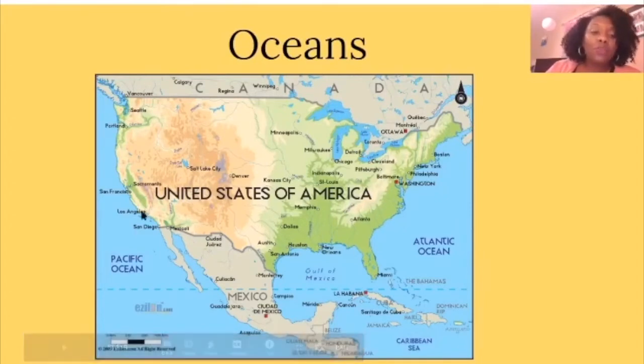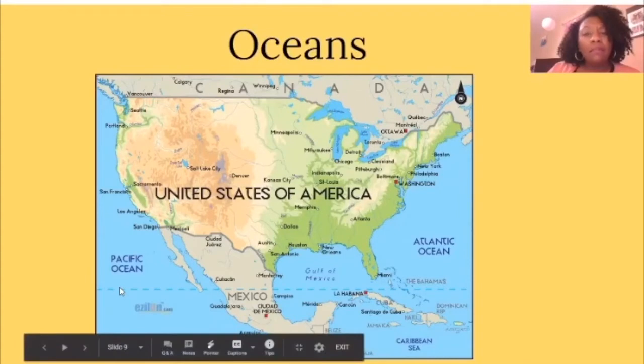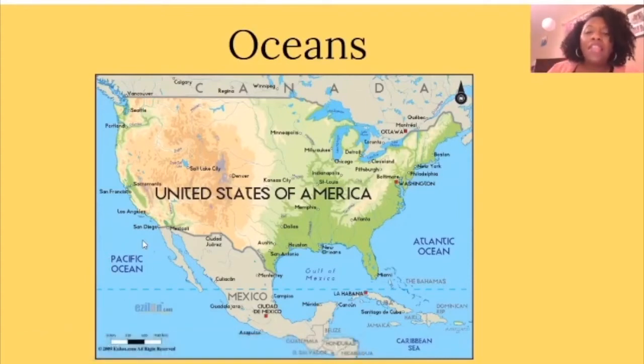Now, if I went to, let's say, Los Angeles, and I wanted to go to the beach in Los Angeles, and I've actually been to the beach in Los Angeles, and it was awesome. What ocean would I be swimming in? You guessed it, it would be the Pacific Ocean. So it's important that we understand how to orient ourselves.